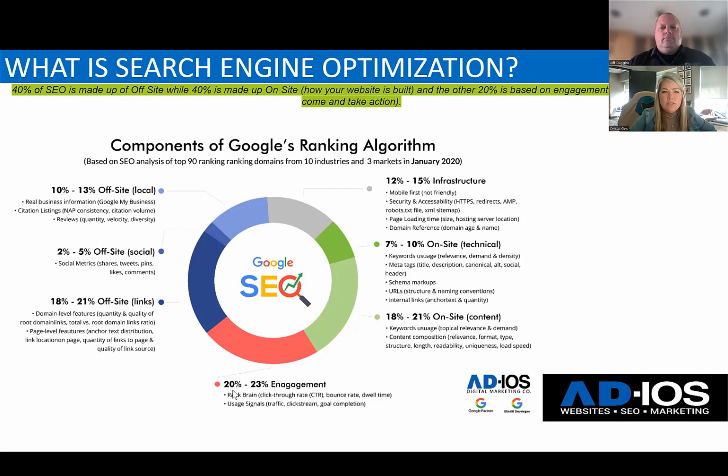You can see over here on the left-hand side the rest of SEO and where it comes from: your social, your local, your Google My Business, which we talked about in a previous video, and then offsite linking and engagement. Some of your engagement can really come from paid ads as well.